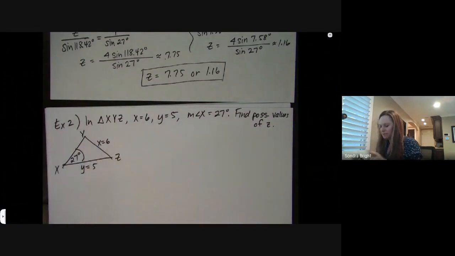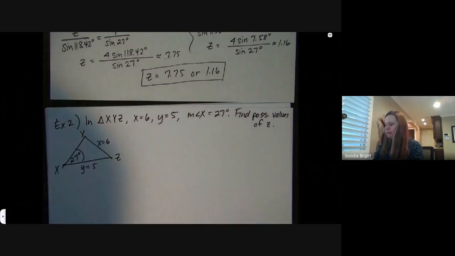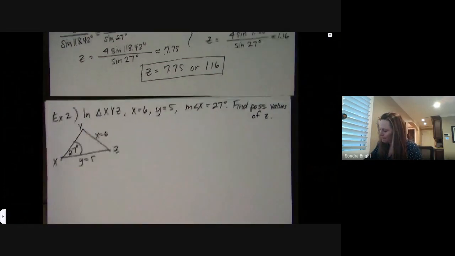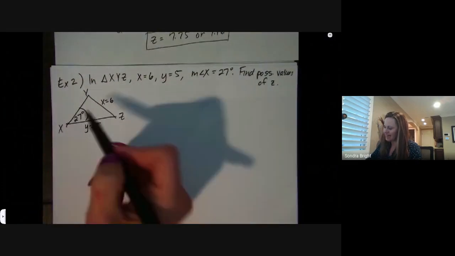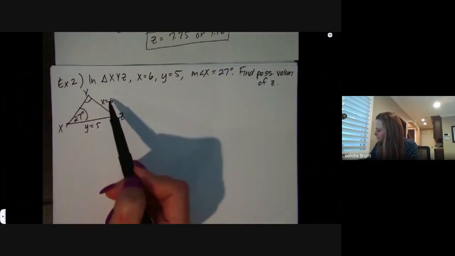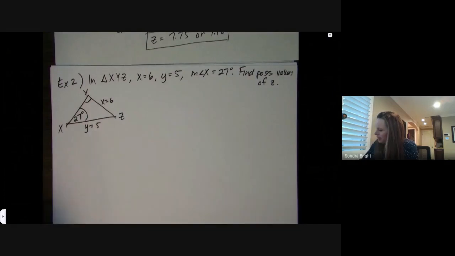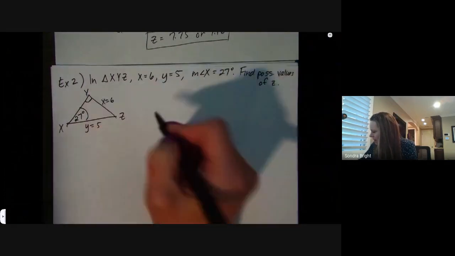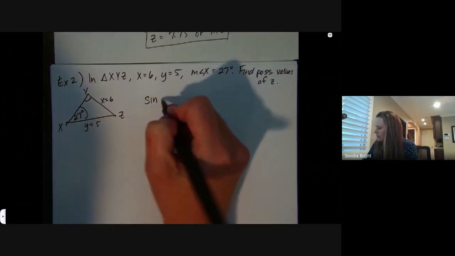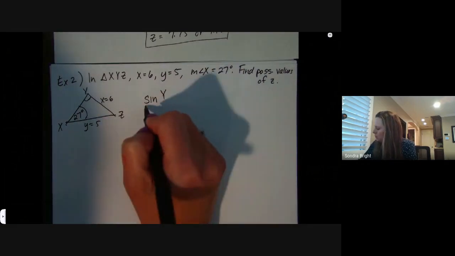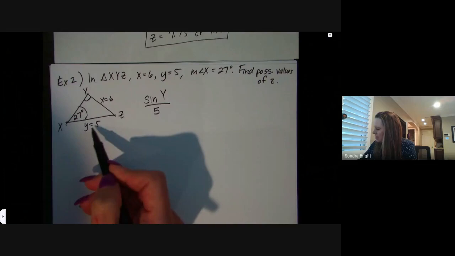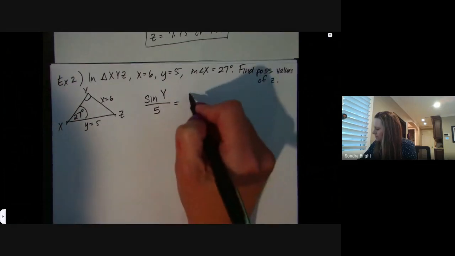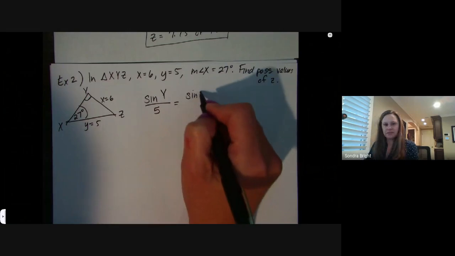All right, so you start off using the law of sines to find angle y. Oh, notice it's side, side, angle, right? Pain in your butt. All right, so to find angle y, you're going to do sine of angle y over 5, which was the side for y, equals sine of angle x over side x.